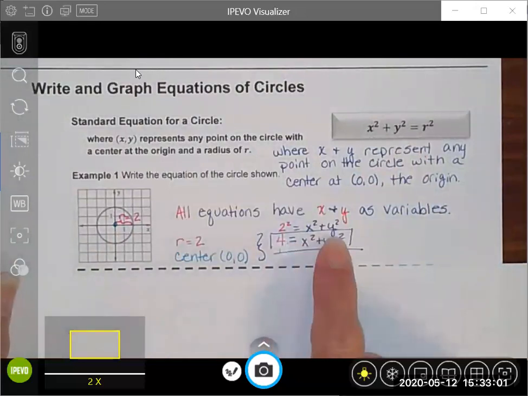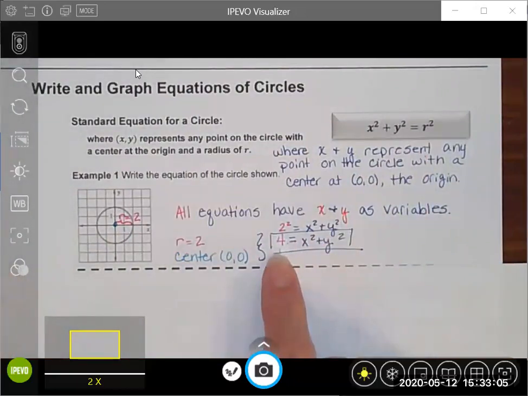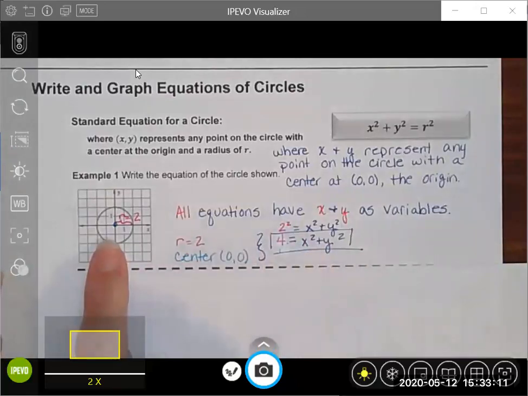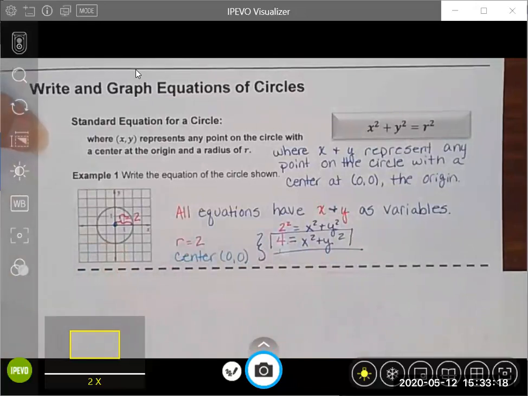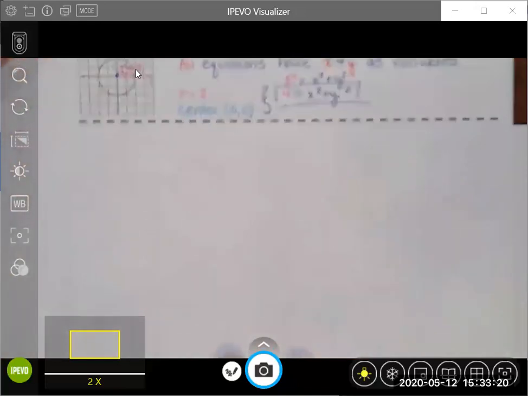Remember, x and y are always going to be x and y. The only thing I can really do to simplify this equation is to square my radius. And so the equation for this particular circle would be x squared plus y squared equals 4. It's just that easy. But it's not always that easy, is it?